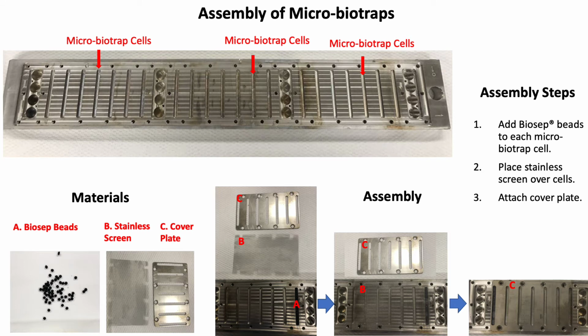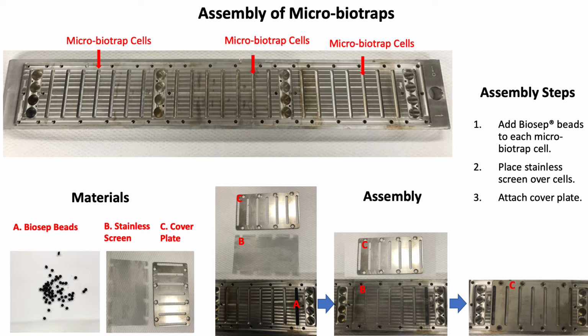So, the assembly of the microbial traps. The microbial traps were assembled prior to placing the HRIP in the bromide solution. So before the sampler is submerged, we assemble the microbial traps. And the reason for this is very simple. The biosep beads float. And if you submerge the sampler, it is very difficult to get the beads to stay in the cell in order to be able to affix the stainless steel screen.